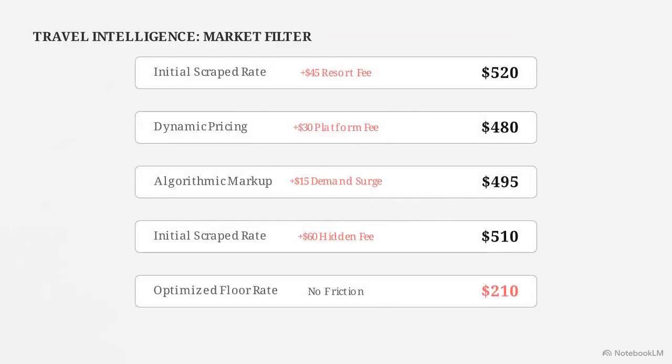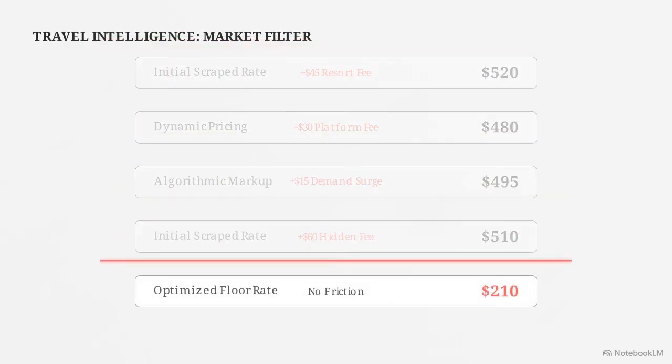Traveling smarter doesn't require insider connections or hours of endless searching. It just requires using the right data.